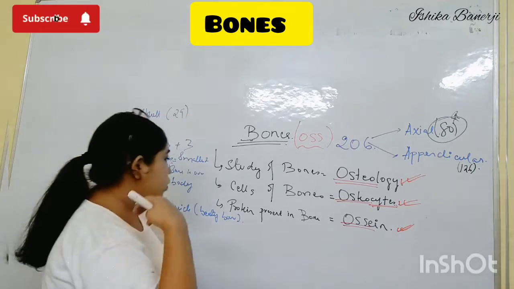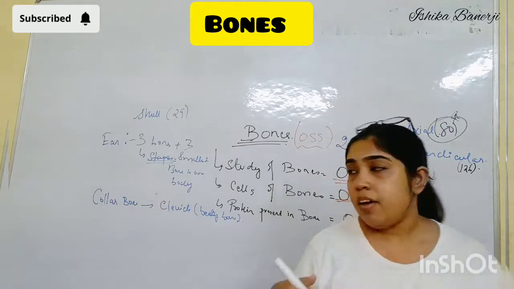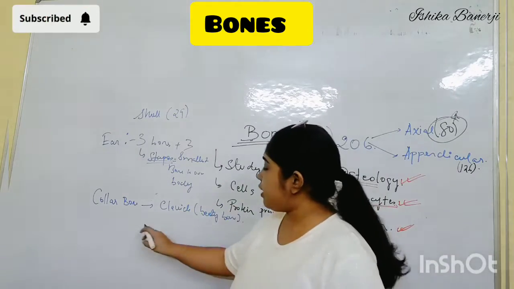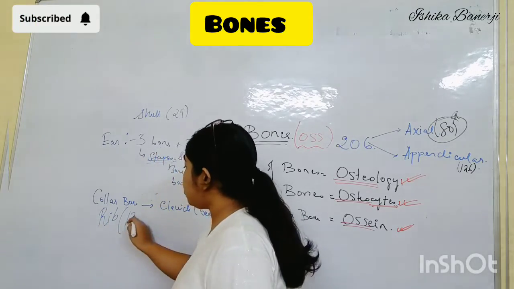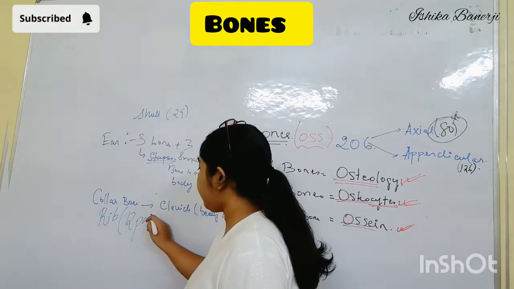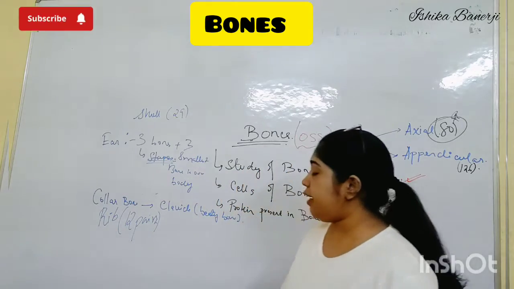After the collarbones, what we have is our rib, the rib cage. What is it? It is a rib. In the ribs, we have a total of 12 pairs of bones. Okay, 12 pairs of bones are there in the ribs.